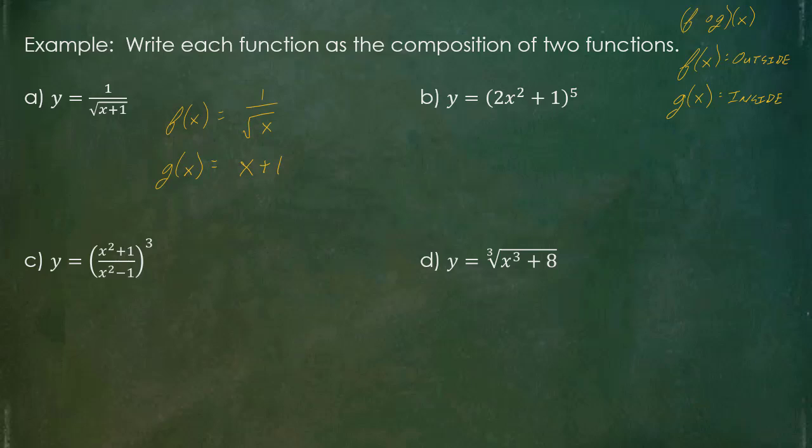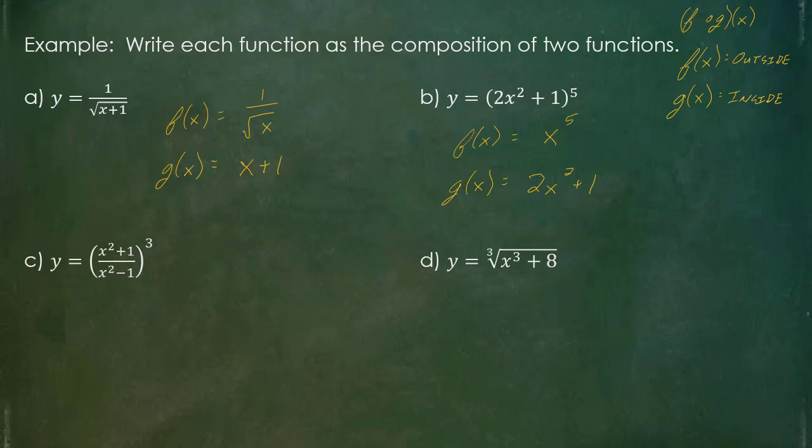If I move on to letter B, again set up my two functions here. To me, if it's the inside function that I want to start with, I would just look for anything that looks like it's inside of something else. So for this one, 2x squared plus 1 looks like it's inside of a parenthesis, so that seems logical to me, which then means the f function must have been just x to the 5th power.